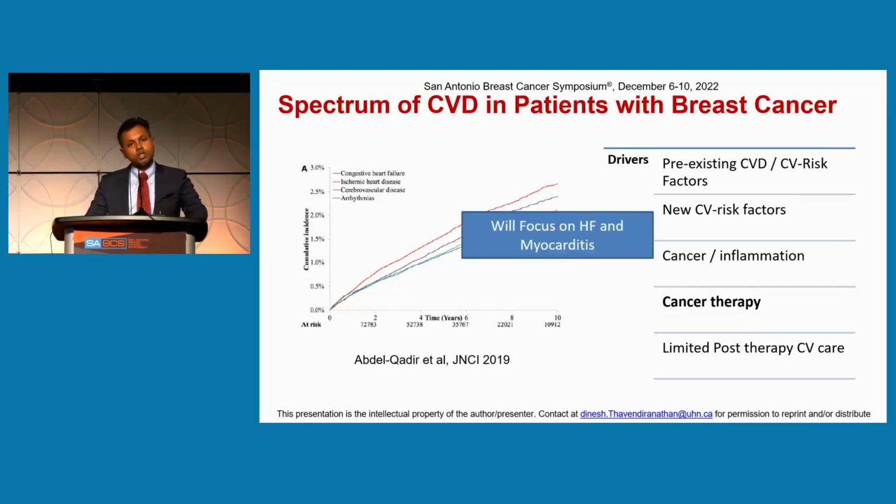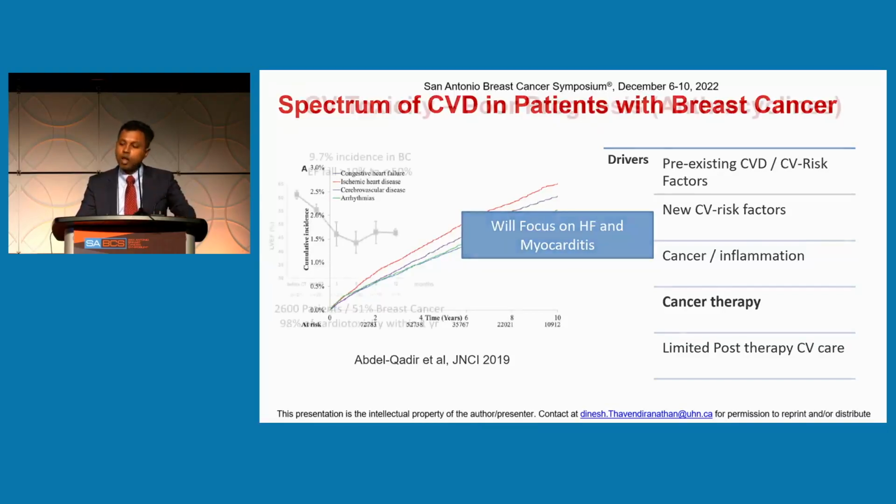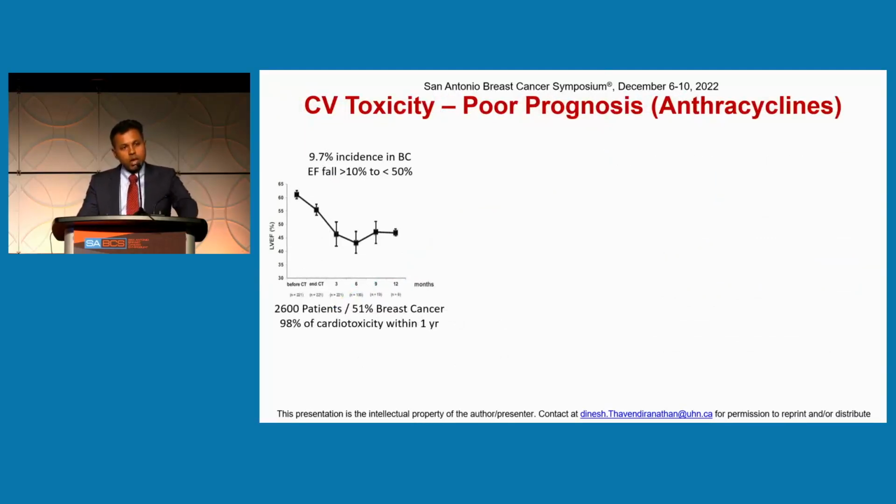I'm going to focus on two entities, heart failure and myocarditis, because as oncologists, this is probably what you will see while you're caring for your patients. Many of the other cardiovascular events we see in long-term follow-up. So let's start by talking about anthracyclines.